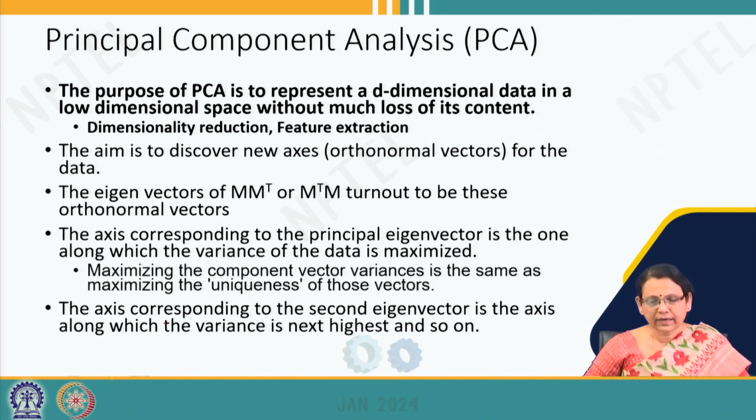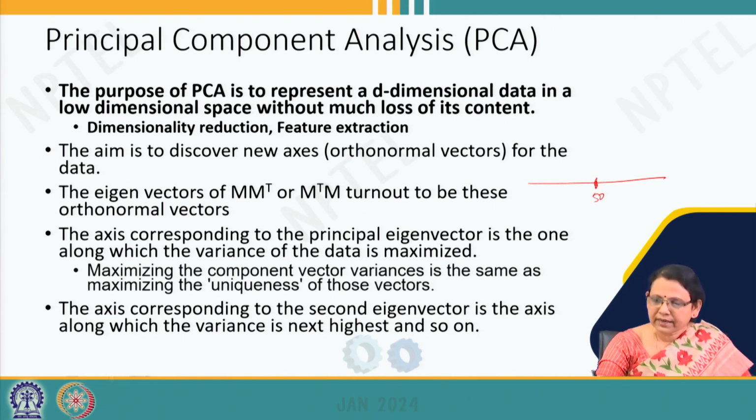Now, why do we really consider the components with maximum variance? Because variance in the data represents uniqueness of the data. For example, consider some points whose mean is, let us say, 50. If all the n numbers are 50, they will all be here itself. So there is no surprise component in this.